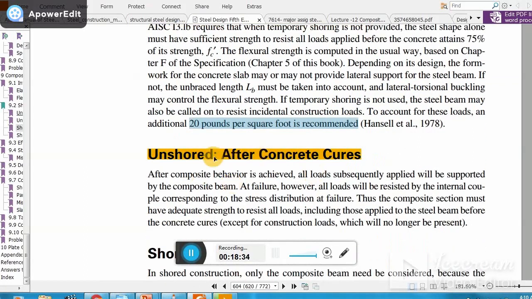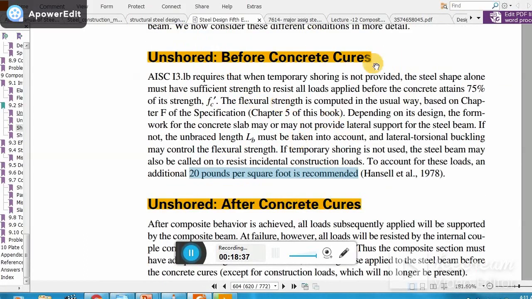And similarly, unshored after concrete cures. Before the concrete cures, you have to account for this extra load. Although you have to consider no live loads, the live loads which are basically considered in our design.